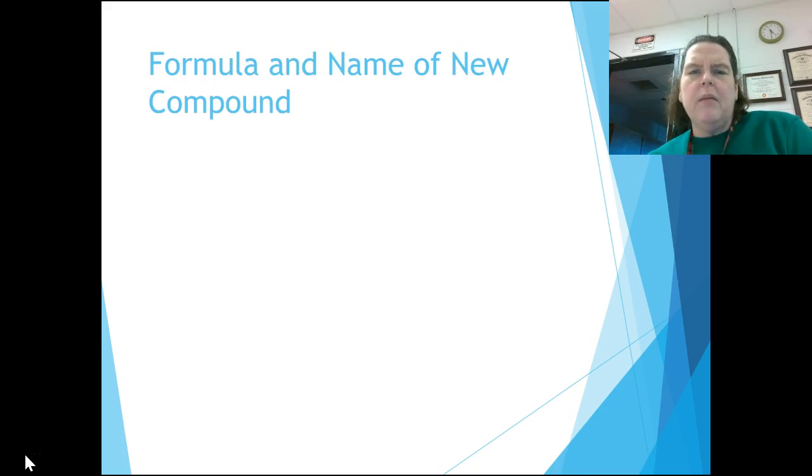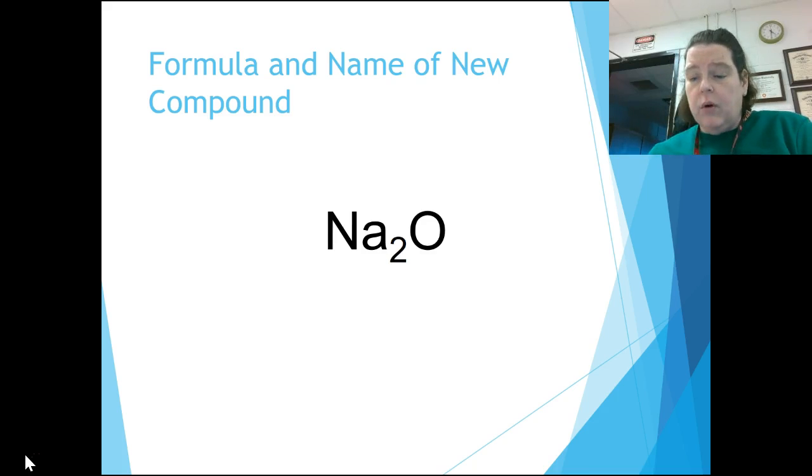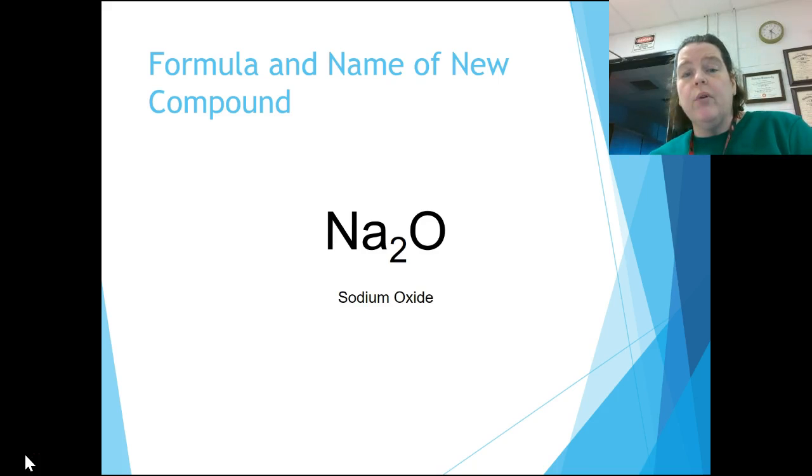So the formula and name of new compound. So here we have Na2O. That means we had 2 Nas and 1 O, and we're going to call that Na is sodium and O is oxide, so we call it sodium oxide. It's that simple. Remember, these are binary, so they're relatively simple.